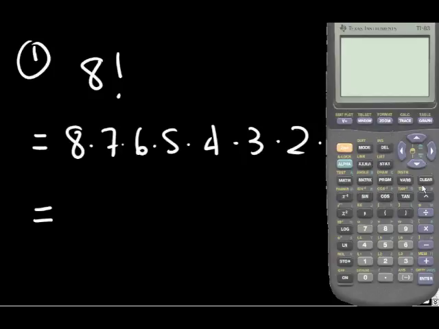Using our TI-83 calculator, we enter 8, math, probability, we look for the factorial key, enter, and get 40,320.